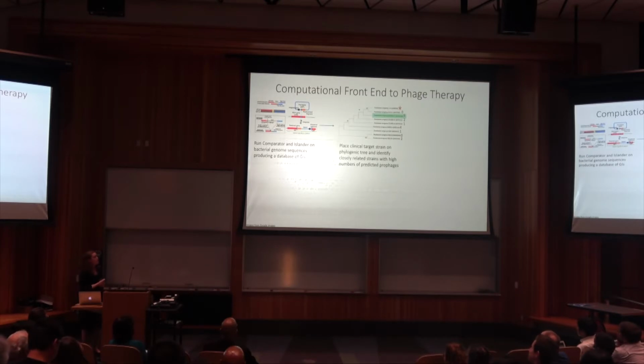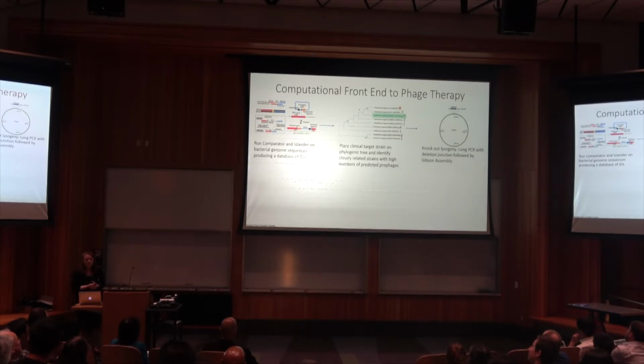We then can have a patient come in the clinic, and we can sequence their clinical isolate or a portion of their clinical isolate and place it phylogenetically on a tree, and then ask which of the closely related strains have high numbers of prophages. So in this case, we might select this green strain, which has 5 prophages. We then use genetic engineering tools to knock out the lysogeny genes.